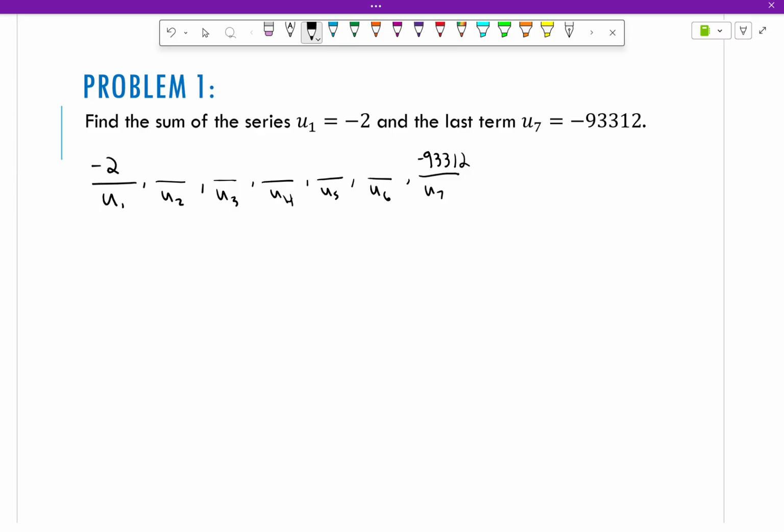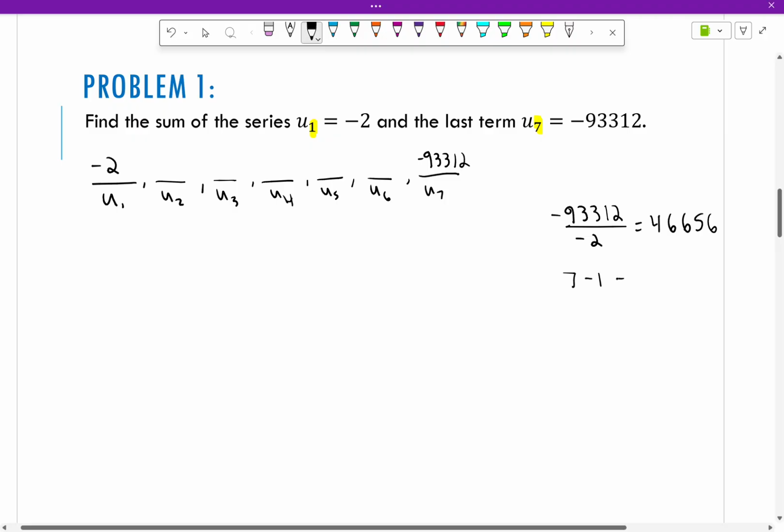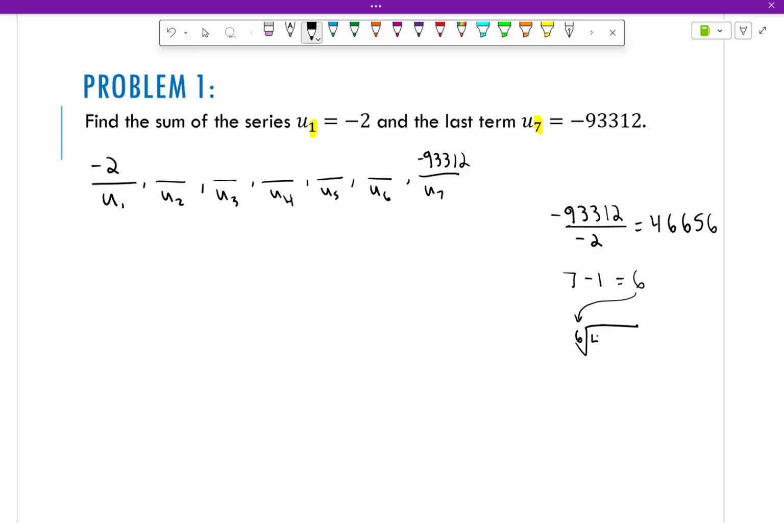So to find our common ratio, we're going to use the skills that we learned earlier this week. We're going to take the -93,312 and divide it by the -2. When we do that, we get 46656. Then we're going to take the term positions and subtract those. So 7 minus 1 is 6. So now we're going to make a radical where the index is the 6, and inside it's 46656.